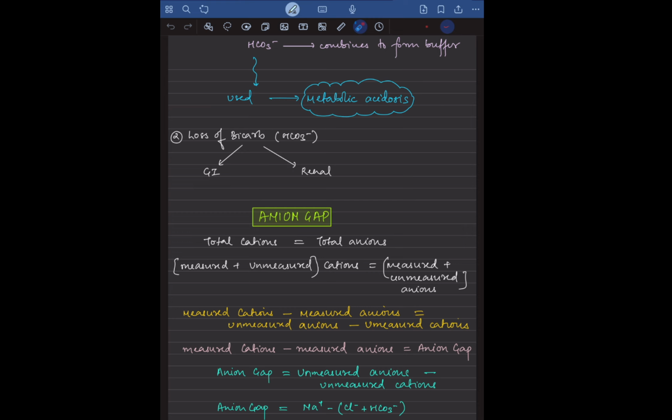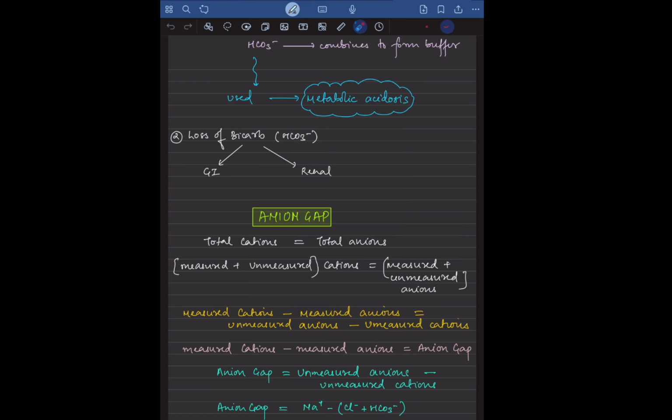Now, this is the second phenomenon: how do I get an acidosis? The first was that endogenous or exogenous acid is given to the body. The second thing is bicarb is being lost. It could be through GI loss of the bicarb, or it could be a renal loss, we don't know. So there are two phenomena through which I can get an acidosis picture. Now let's see what an anion gap is.